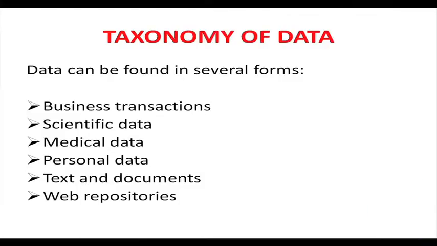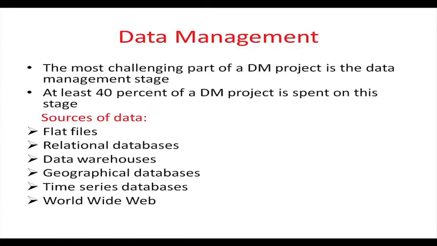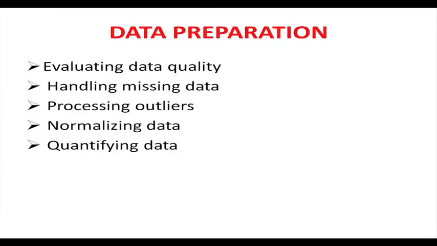And then data is also found in different kinds of forms: business transactions, scientific data, medical data, personal employee data, text and document data, and web repositories. So, you have different kinds of data. When you have different sources and different kinds of data, it is very important to decide how we are going to manage them.